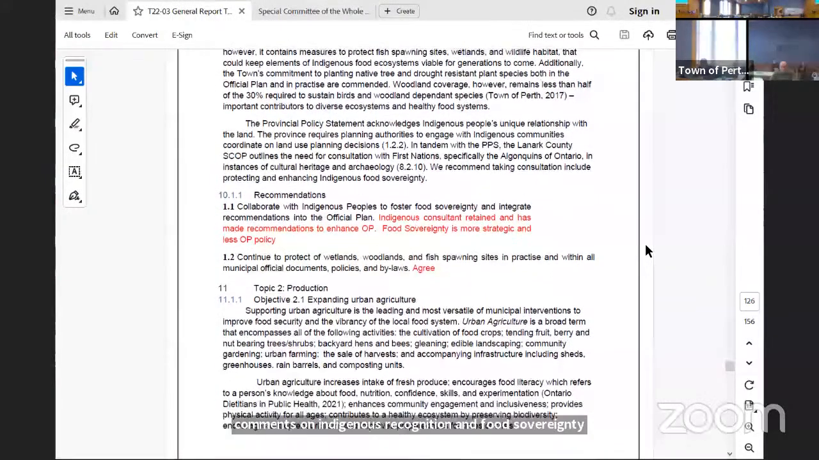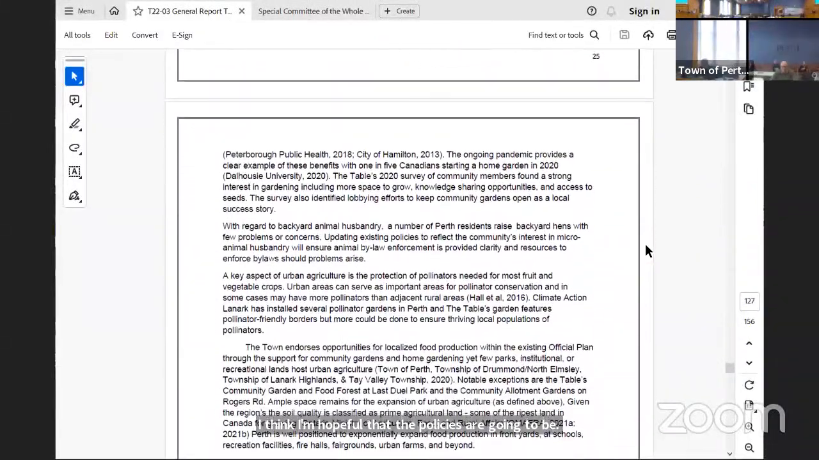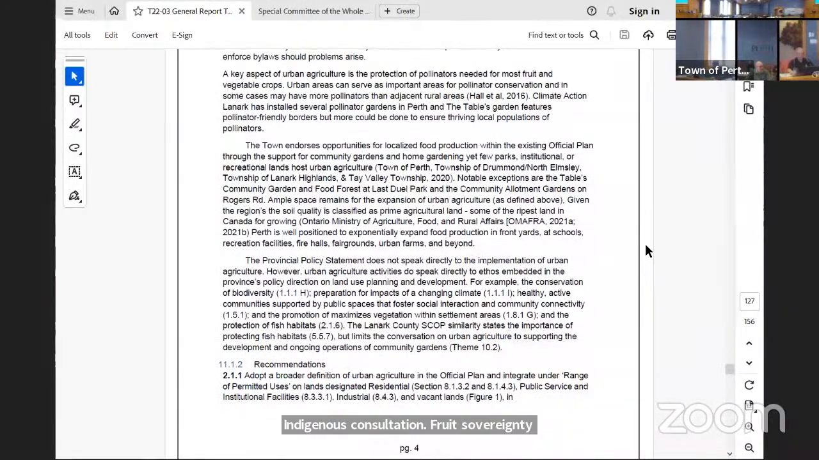I'm hopeful that the policies are going to be respectful of the suggestions by Chief Lalonde with respect to Indigenous consultation. Food sovereignty is a difficult policy to deal with in an official plan. It's more of a social policy than it is a land use policy. Of course, you need land to grow food, but food sovereignty is a social planning concept. We can make aspirational statements. We can provide for opportunities to grow food in one's backyard, on community gardens, but it really is difficult to get into food sovereignty in a big way.